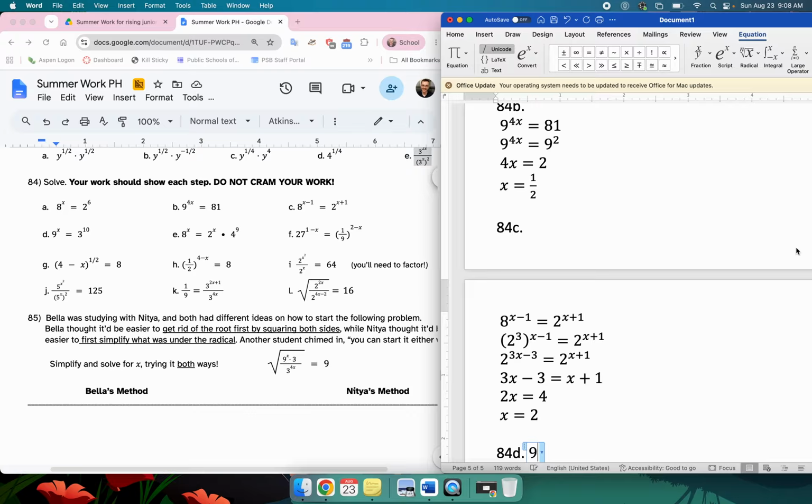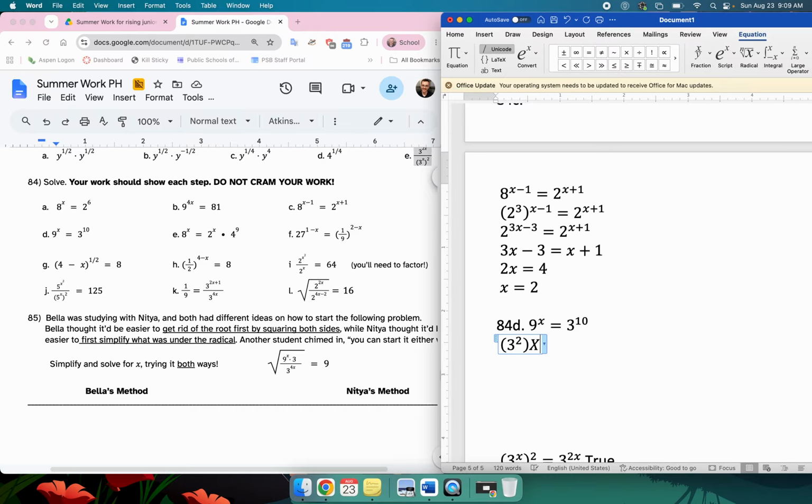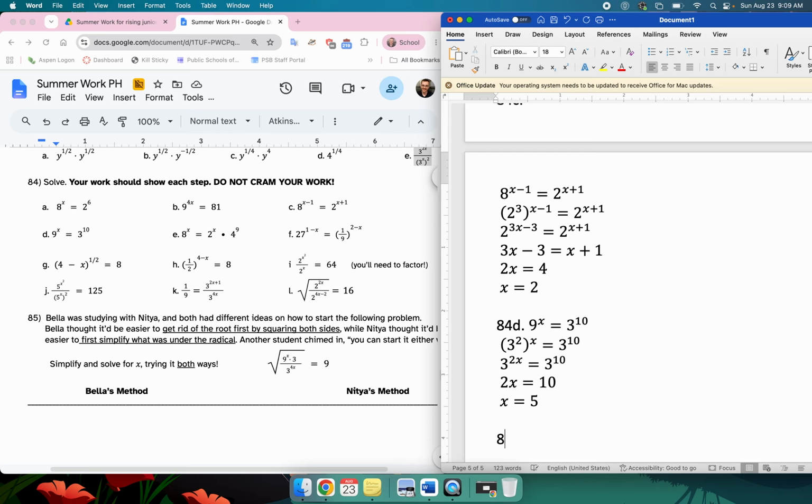84d is 9 to the x equals 3 to the 10th. Everything here is a power of 3, so that's 3 squared to the x is equal to 3 to the 10th, so that's 3 to the 2x is equal to 3 to the 10, so therefore 2x is equal to 10, so therefore x is equal to 5.